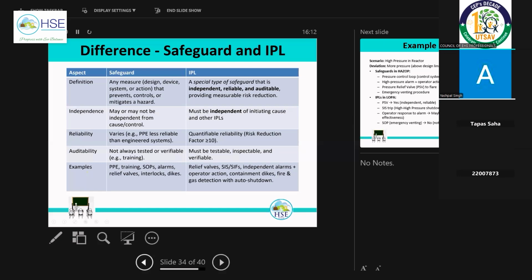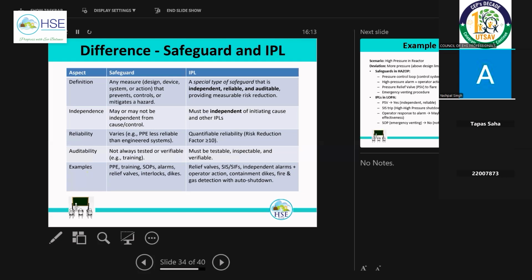Okay, now there is a basic difference between safeguard and IPL. So quickly we'll do it and then close for the question and answer. Basically, I am summarizing the difference between safeguard and IPL. Already discussed: in case of safeguard, it is any measure, design, device, system or action that prevents, controls or mitigates the hazard. But in case of IPL, it is a special type of safeguard that is independent, reliable and auditable, providing measurable risk reduction. So that is a protection layer.